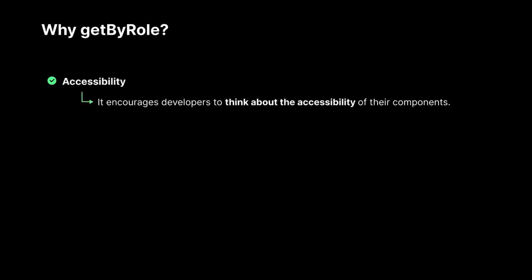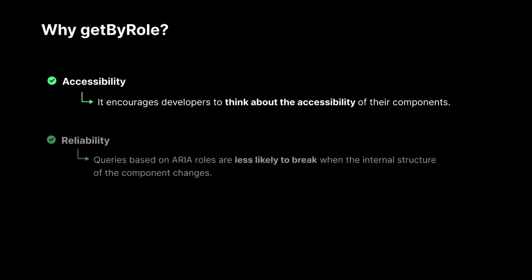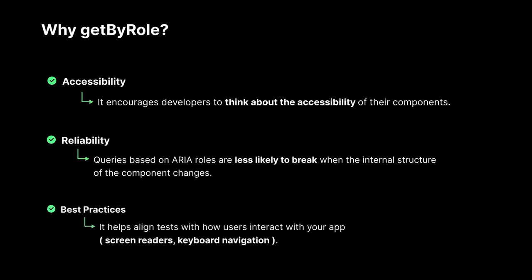So why get by role? There are a lot of other methods which you can choose from, so why is get by role so special? First of all, it provides accessibility. It encourages developers to think about the accessibility of their component. That's the first thing. Secondly, it provides reliability, as queries based on ARIA role are less likely to break when the internal structure of the component changes. Finally, it allows us to use best practices. It helps align tests with how users interact with your application, like screen readers, keyboard navigation, and clicking, and so on and so forth. So that was just a quick definition of get by role.